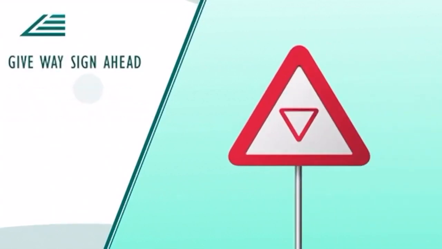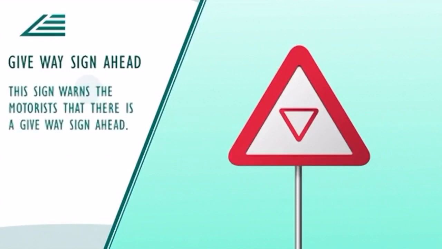Give way sign ahead sign. This sign warns the motorists that there is a give way sign ahead. This sign is usually placed before turns. Motorists must slow down and be prepared to give way to the traffic coming from the main stream.